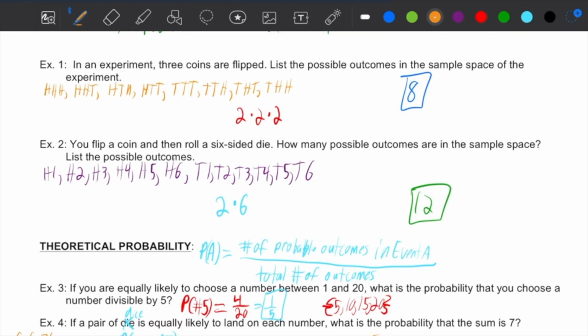So our sample space here for ones that are going to have a sum of 7 are going to be 1 and 6, 6 and 1, 2 and 5, 5 and 2, 3 and 4, and 4 and 3, giving us 6 different possible options out of the 36, meaning 1 out of every 6 times you should get a sum of 7. Once again, that's not always going to happen.